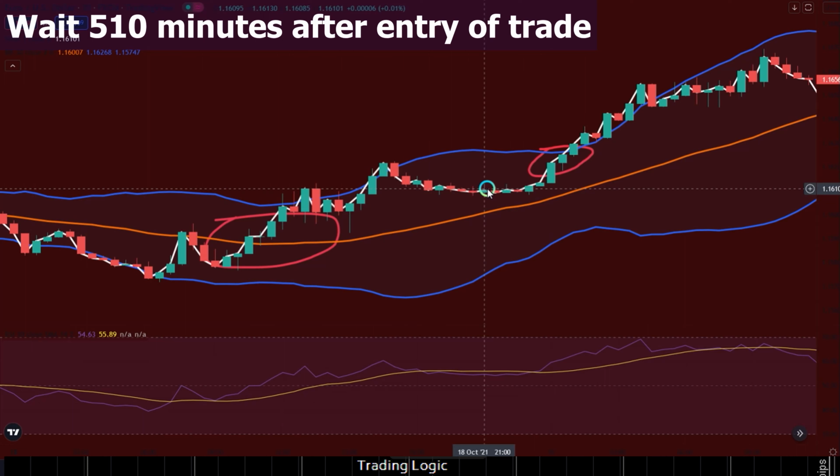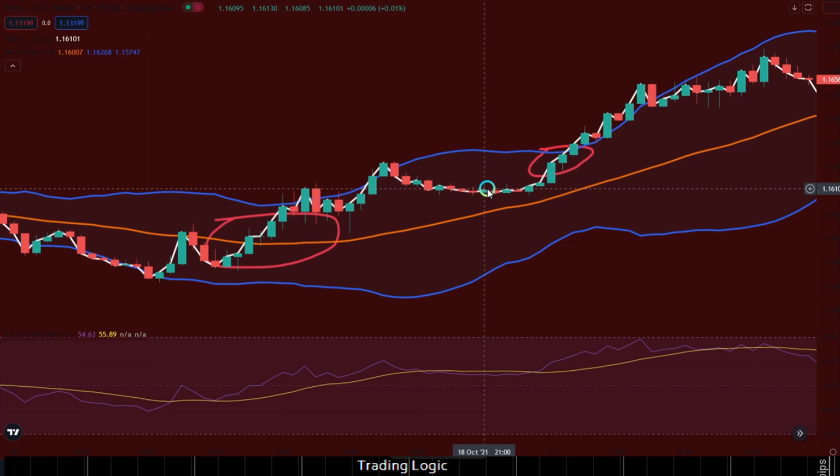You have to wait it out. I would recommend you don't even look at your charts before 510 minutes have passed. And it is so important because many traders can't follow this rule, and actually this is the rule that shows tens of percents of reduced risk and increased profits in all the tests that I did and in real life as well.